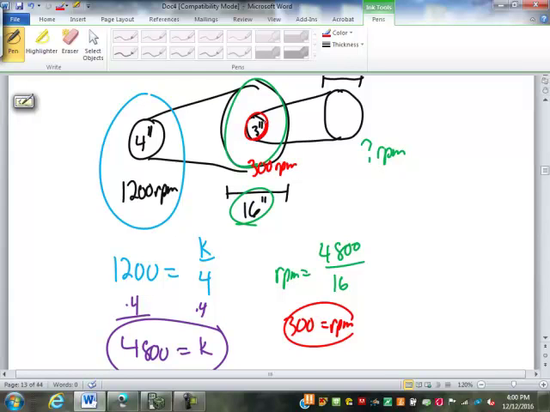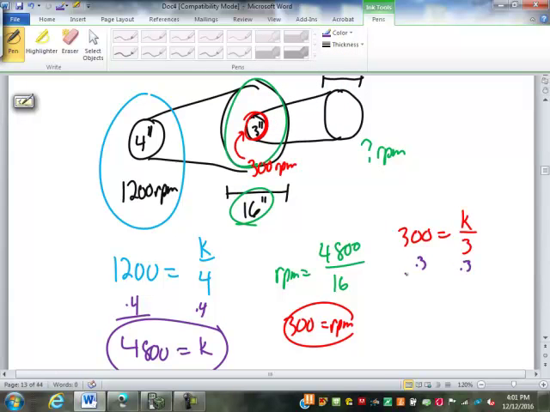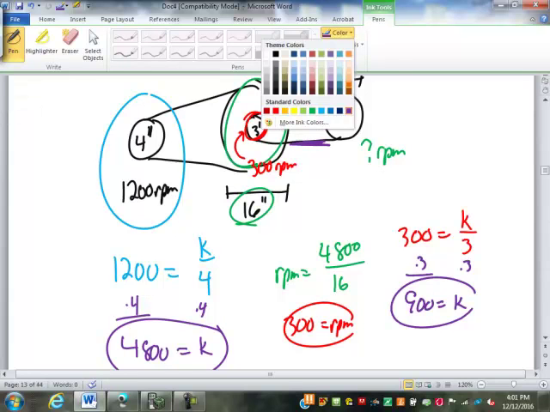How do we find the RPM for this 3-inch pulley? Trick question. It's 300. Why? Because they're attached. So now we have a new situation here. It's 300 RPM on a 3-inch pulley. So 300 equals K over 3. Multiply by 3, you get 900 equals K for this set. So the pulleys on that belt have a constant of 900.